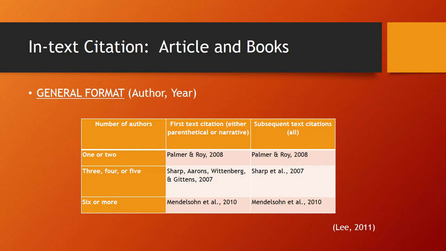You've got the first in-text citation, you have the authors followed by the year. If there's 3 to 5, you write them out. And then in subsequent ones, you can put the first author et al. But if there's 6 or more authors, you just have to put the first author et al. right away.